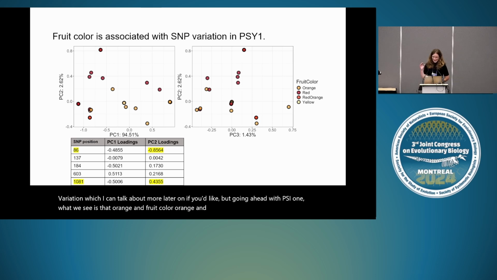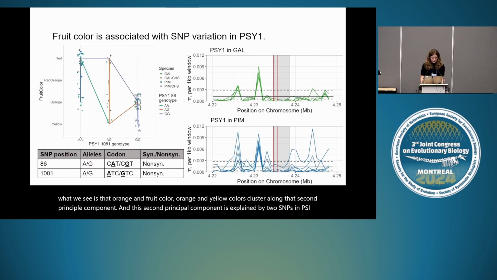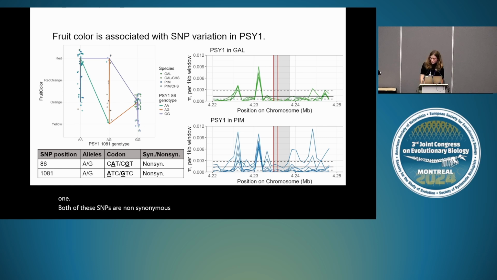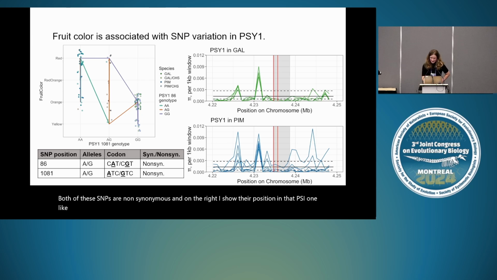Going ahead with Cy1, what we see is that orange and yellow colors cluster along that second principal component, and this second principal component is explained by 2 SNPs in Cy1. Both of these SNPs are non-synonymous, and on the right, I show their position in that Cy1 genomic region alongside estimated pi across the region. What we can see is that for Galapagensii, nearby these 2 SNPs, there's very low nucleotide diversity.